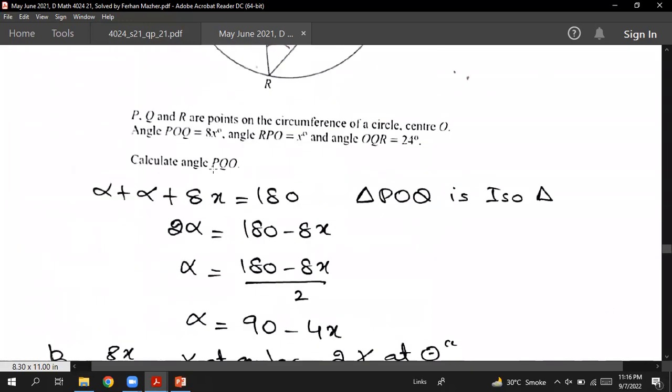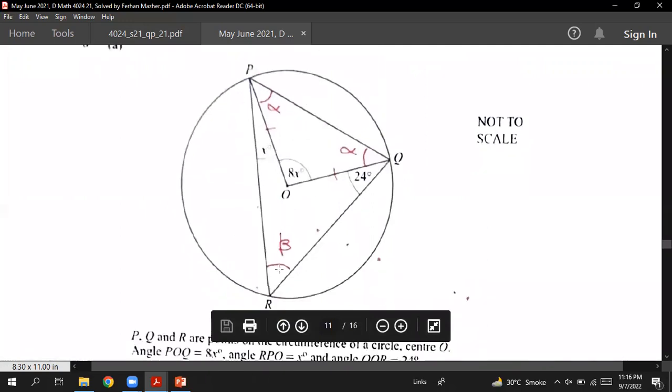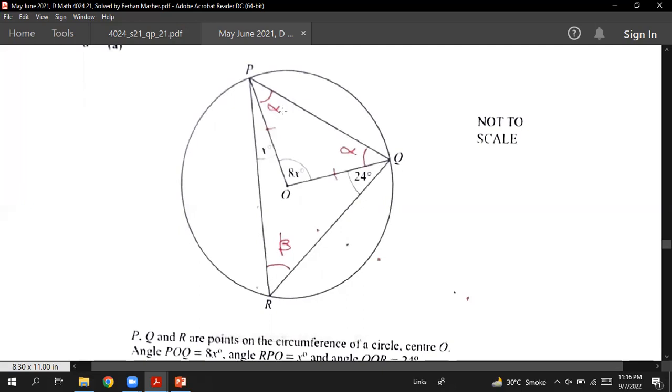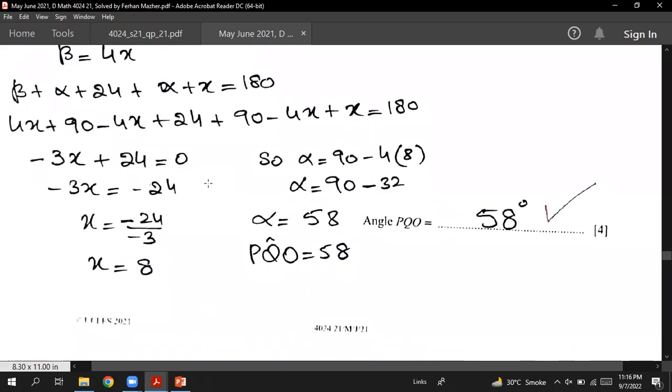And then if you look at this big triangle, the angles are beta, alpha plus 24, and alpha plus x. Their sum will be 180 because they are the internal angles of a triangle. So you add these three angles, the sum will be equal to 180. The beta is 4x, and alpha is 90 minus 4x, plus 24. Alpha is 90 minus 4x, and the x is x, equal to 180. So you are left with minus 3x plus 24 equals 0.